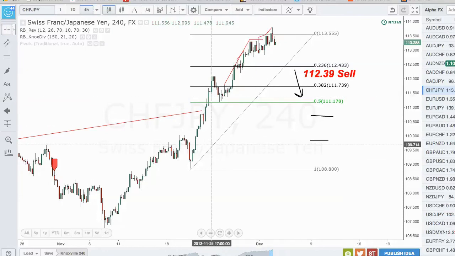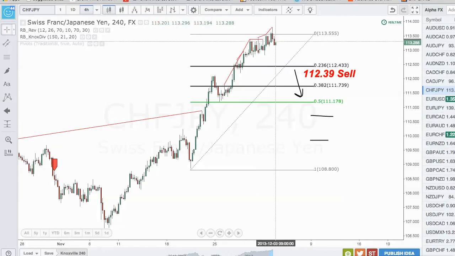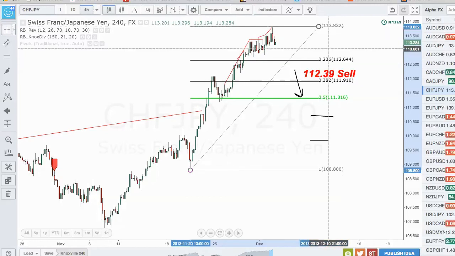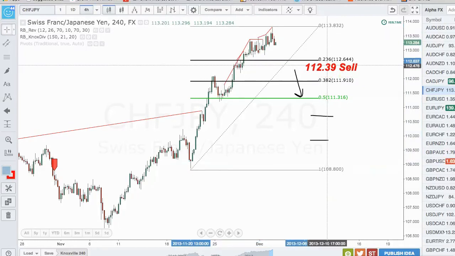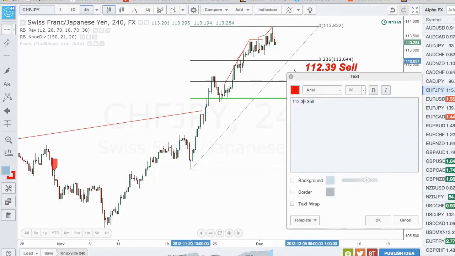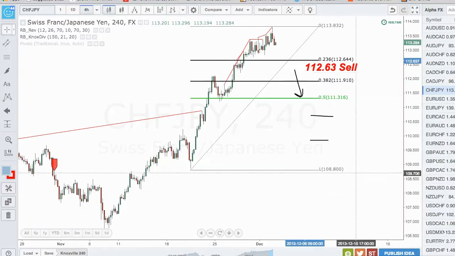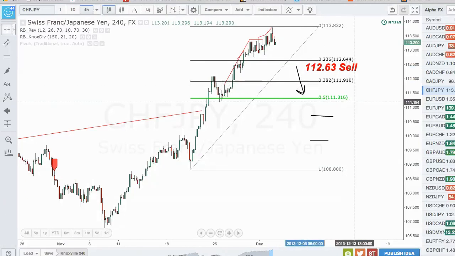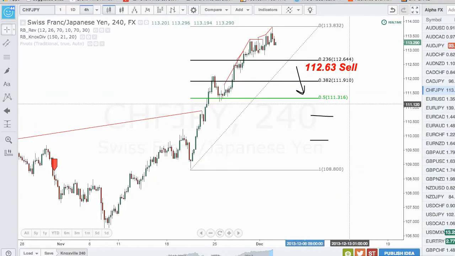This is smaller divergences. I love that. The fib structure is obvious and really easy to see. I'm going to raise this level up a little bit. 112.63 is the entry. Now you can take that earlier entry if you want from the 1 hour chart. You can do that. I do like this 4 hour chart better. Move to break even at 111.91 and a target 132 pips lower than our entry at 111.31.